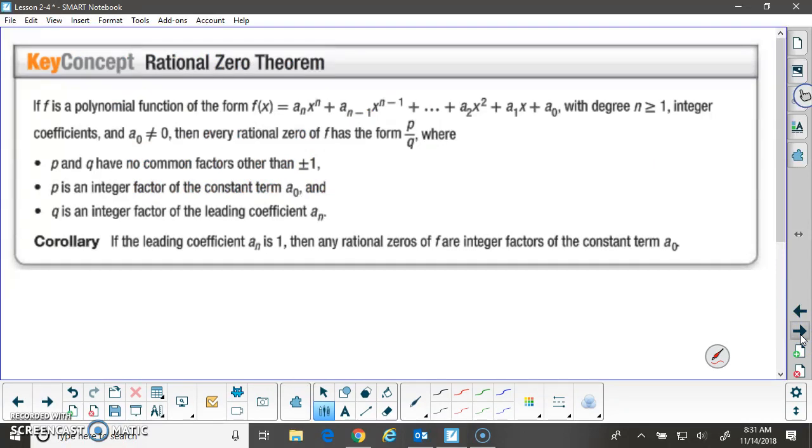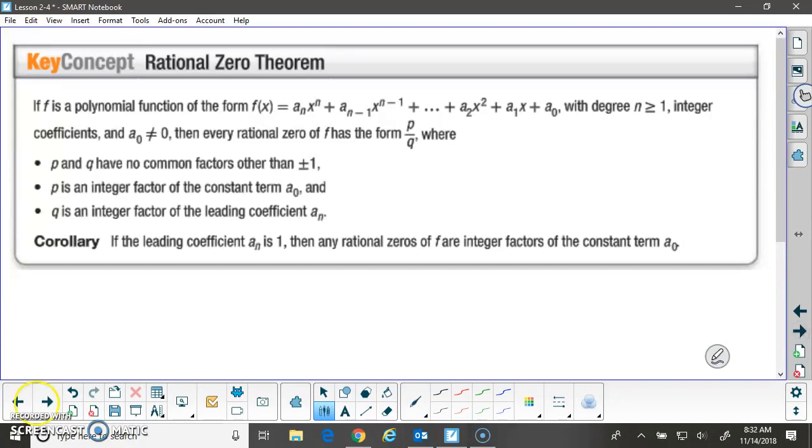So the next thing we're going to talk about is the rational root theorem. The rational root theorem is laid out right here. You learned it for the first time in Algebra 2. It talks about factors of your constant and also factors of your leading coefficient. And so I'm going to try to take this theorem and explain it to you in a more simple manner.